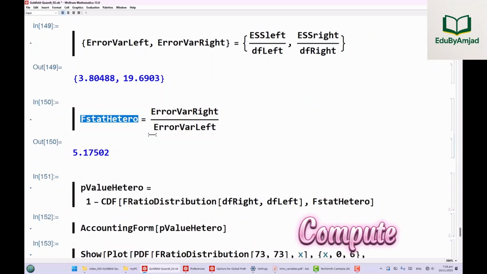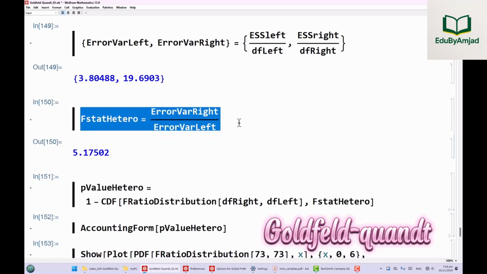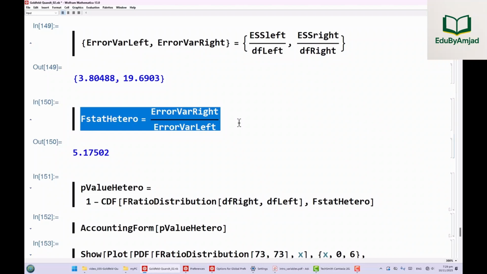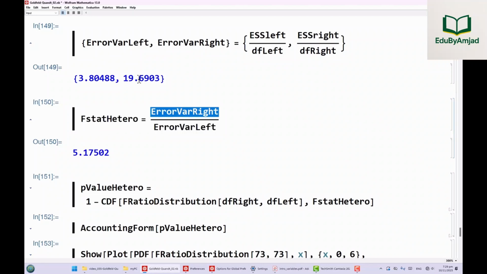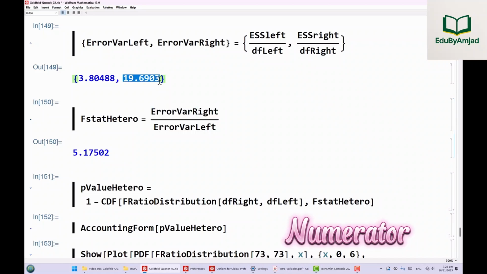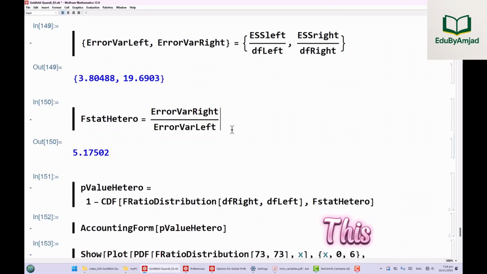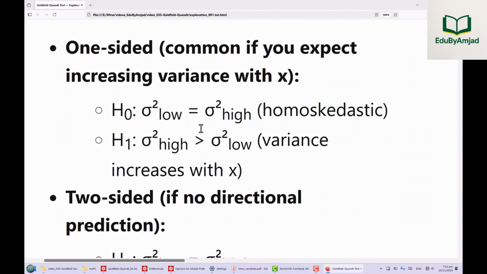Next, we compute the F-statistic for the Goldfeld-Quandt test. The rule is simple: we place the larger variance in the numerator. So, since the right group has higher variance, its error variance goes in the numerator. This gives us an F-statistic value of 5.175.